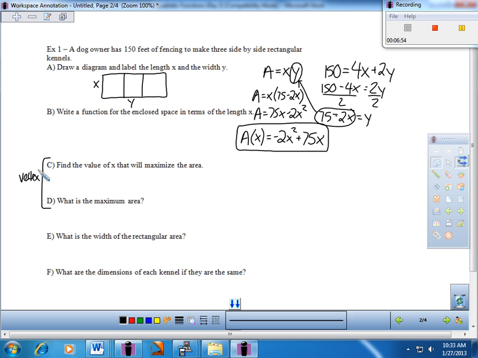We would actually now have to find that vertex, and we're going to do that using the standard form right here. So again, I would not graph this on the calculator. What I would do is just a calculation. I think it's better. I think it's quicker. So let's give it a try.